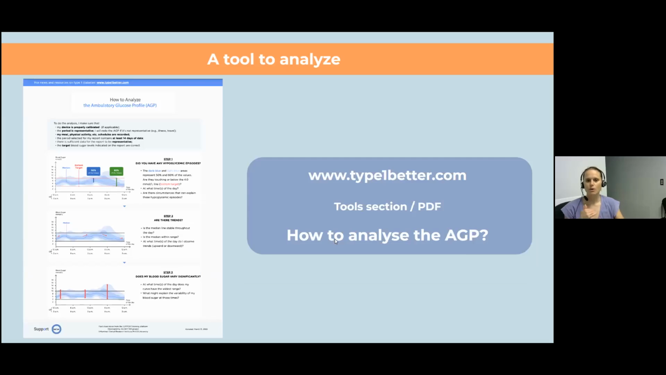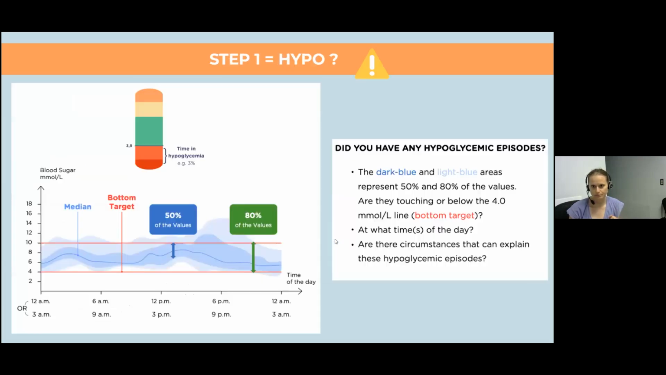So right now we're going to go into a little more detail, because I just gave you the overview of those 3 steps. But there's a tool that exists on Better that really explains every step one by one on how to proceed. You can find it in the tools section, and it's called How to Analyze the AGP.